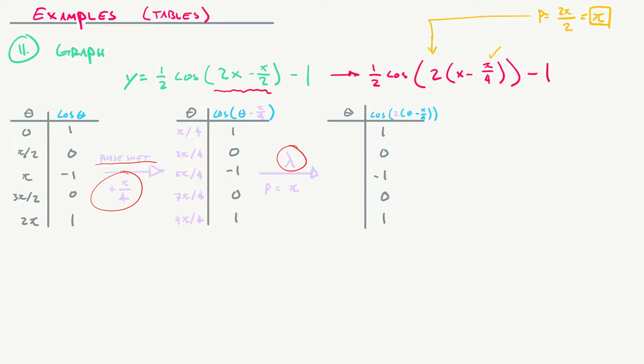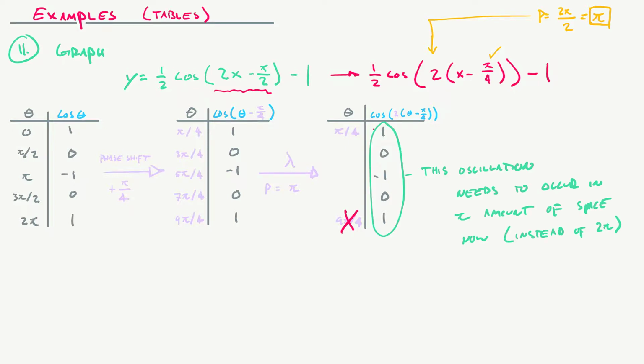Phase shift and wavelength affect the x column, whereas vertical shift and amplitude affect the y column, which is why I'm just copying down the y column for these, because they're not changing, right? Nothing's happening to y. This is all just affecting x. So anyway, the period is pi, which means that when we start our new x column, our new theta column, then we will have pi over 4, but we don't want to end at 9 pi over 4, right? That would be a period of 2 pi. We want this specific oscillation to happen in pi amount of space instead of 2 pi.